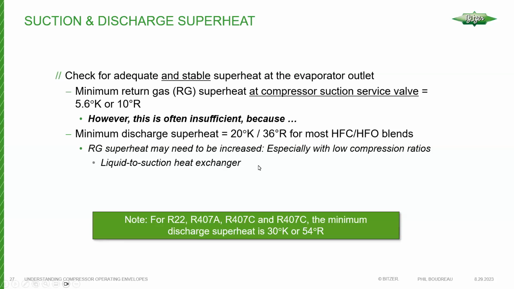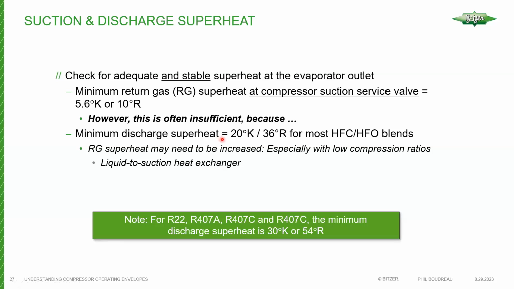Now, in some cases, a good example of this would be a close coupled system, it may be impossible to get that higher amount of superheat. And increasing the superheat using the expansion valve alone can be very inefficient once you get above 10, 12 degrees, depending on the application. In this case, a liquid to suction heat exchanger can come in very useful, to help boost up the efficiency and the reliability and the availability of the compressor.